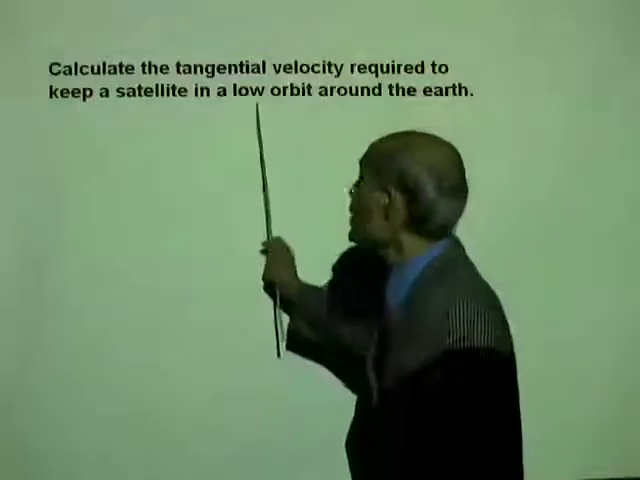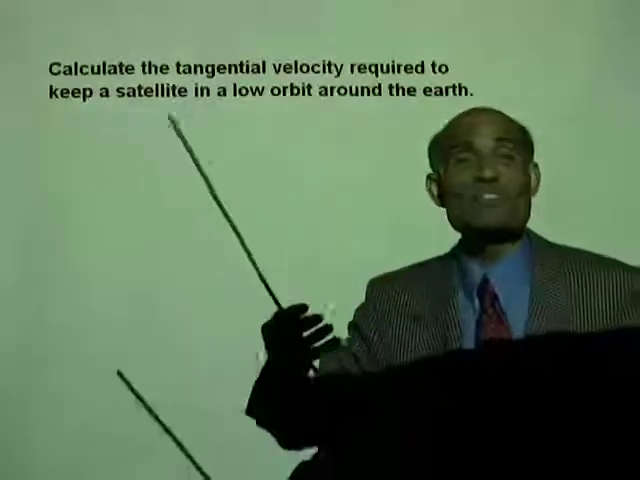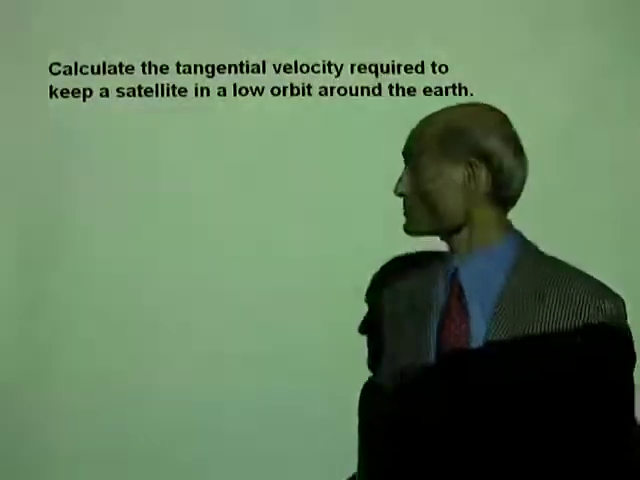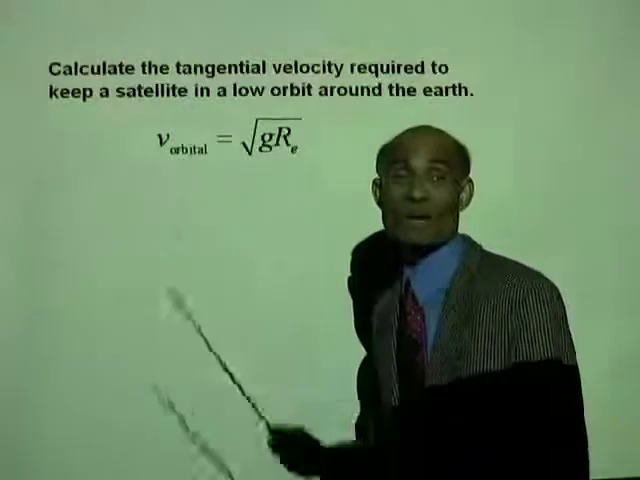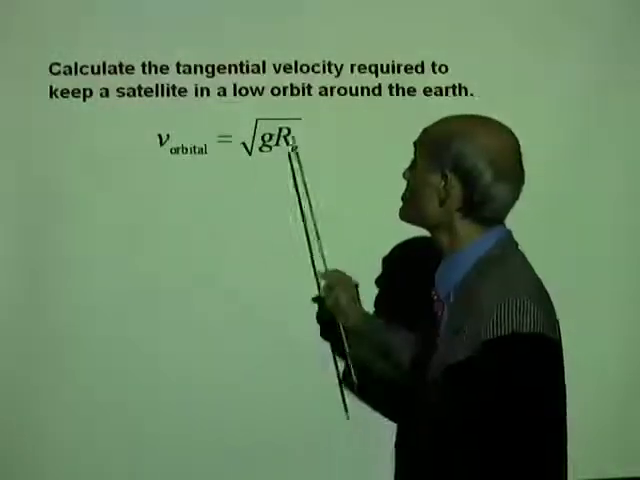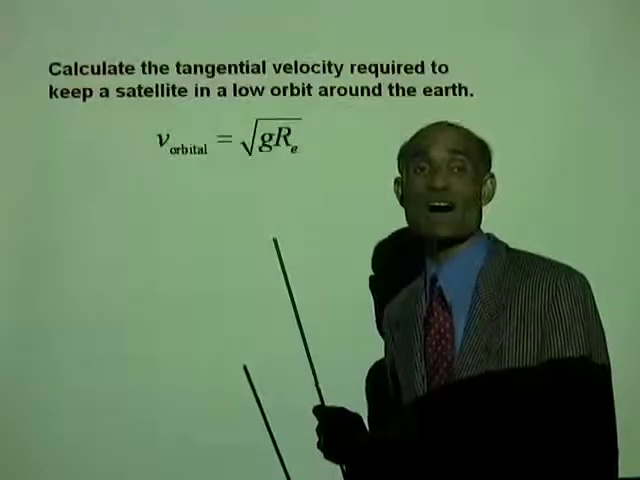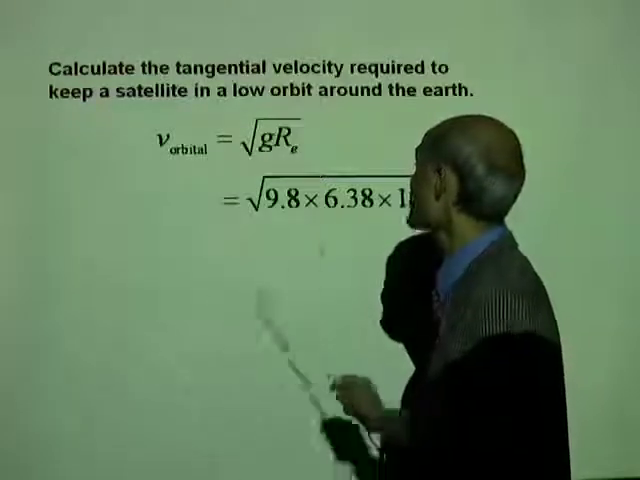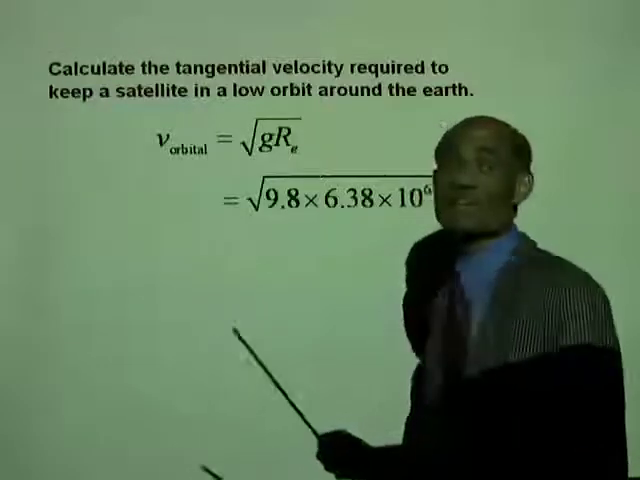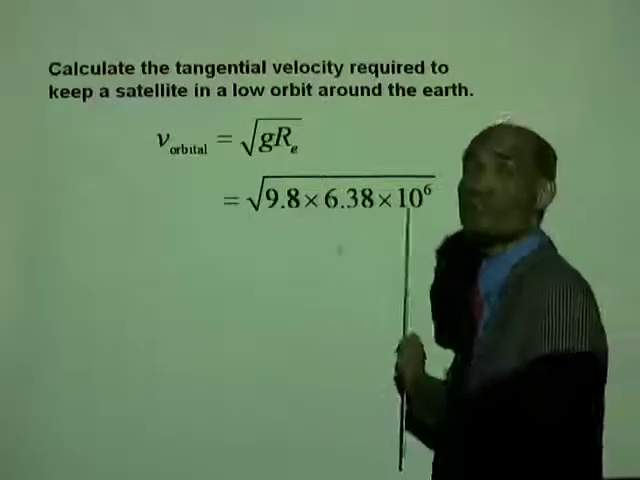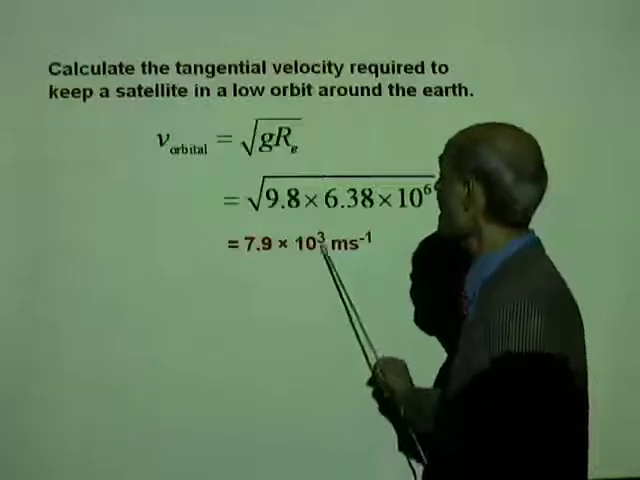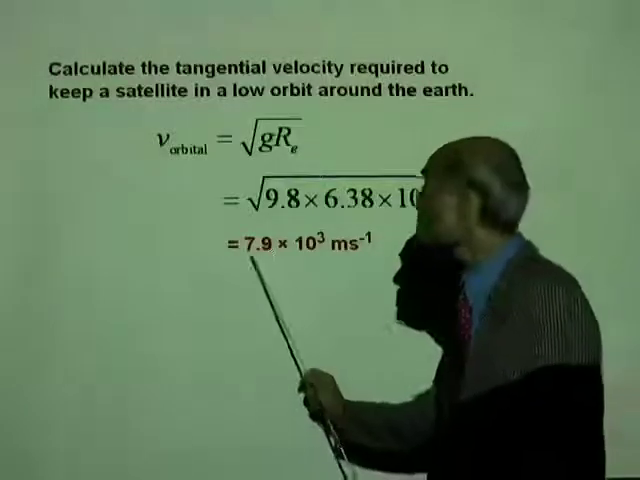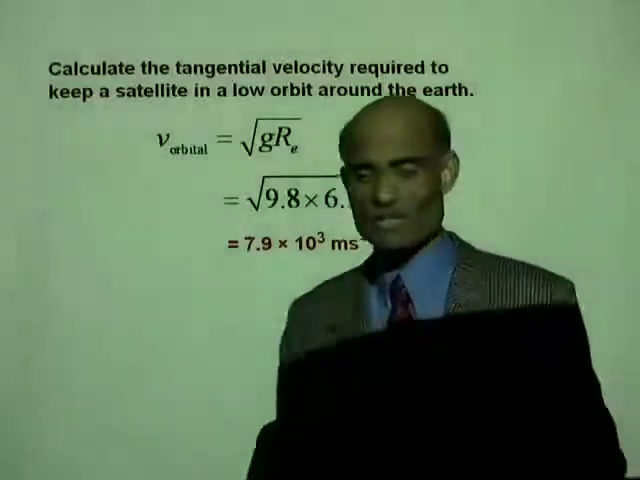Look at that low orbit. Low orbit means you can use the radius of the Earth as the distance. Well, we just obtained that equation: v orbital equal to the square root of g RE, and that is the square root of 9.8 times 6.38 times 10 to the 6, which is the radius of the Earth. And that is 7.9 times 10 to the 3 meters per second, which is 7.9 kilometers per second.